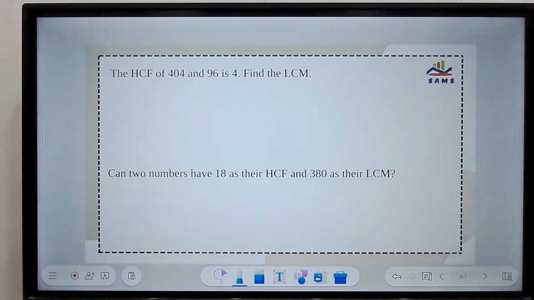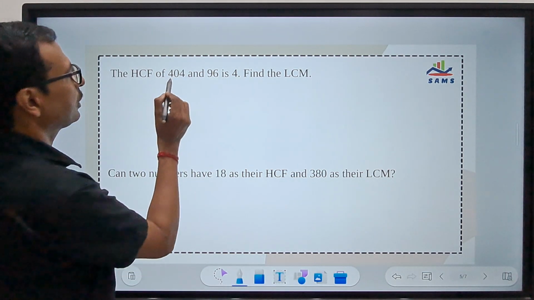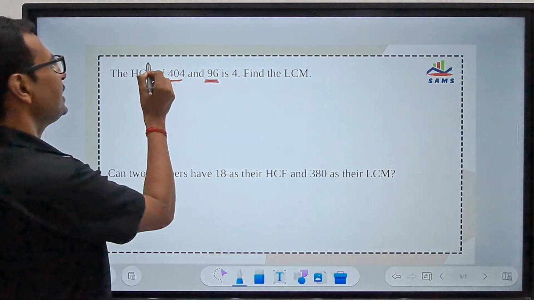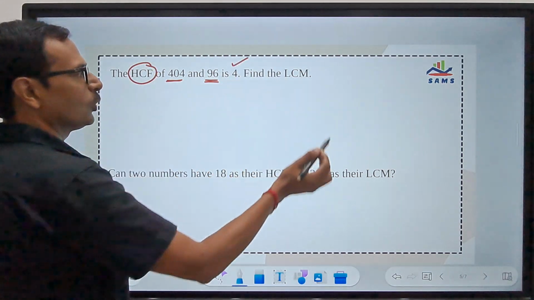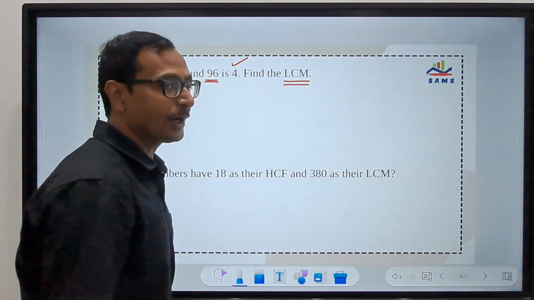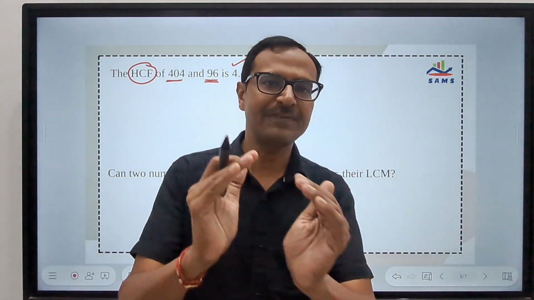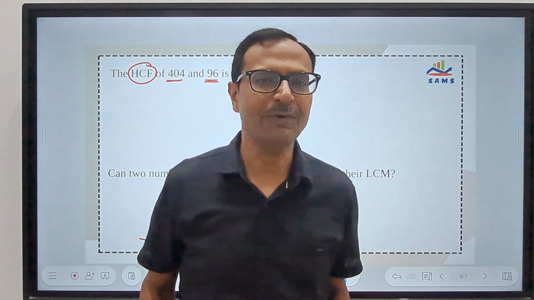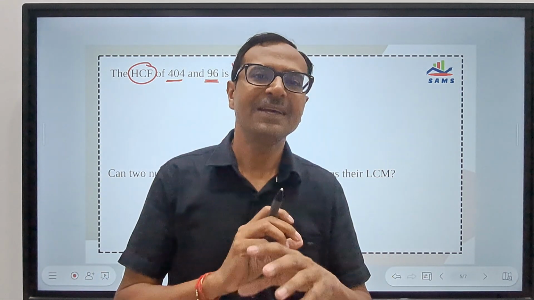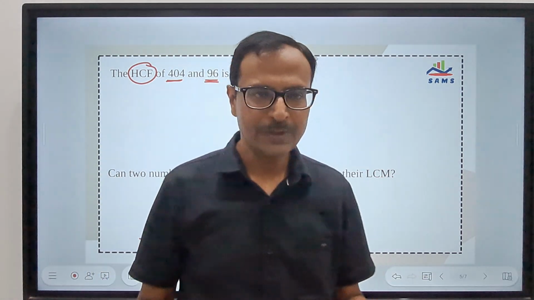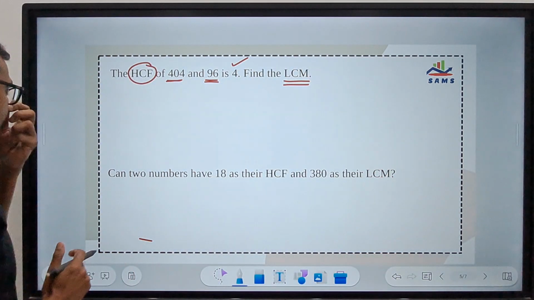So we have two numbers here, 404 and 96, and the HCF is given in the question as 4. We need to find the LCM. So again, the same rule works for us here. LCM times HCF is equal to the product of numbers. Now once you know that rule, I think the question is not going to trouble you. So how do you find the LCM?